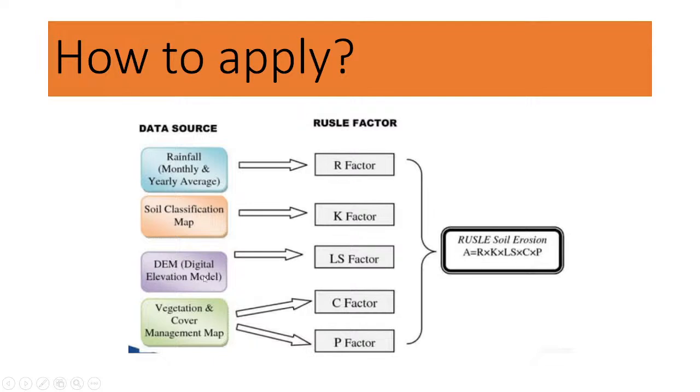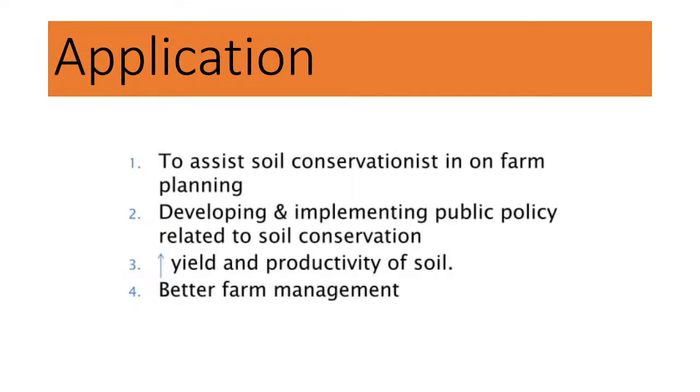And then the digital elevation model: from that we can generate the LS factor. From the vegetation cover and management map, we can get the C factor and P factor. When I have all of those factors, I can simply multiply them, and then I can easily get the RUSLE soil erosion. There are a lot of applications: assisting soil conservation, farm planning, developing and implementing public policy related to soil conservation, soil yield and productivity, and better farm management.